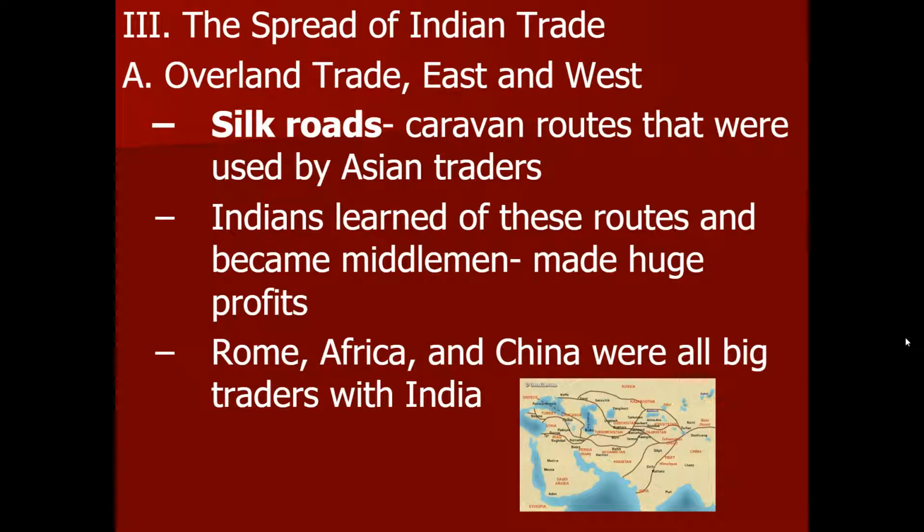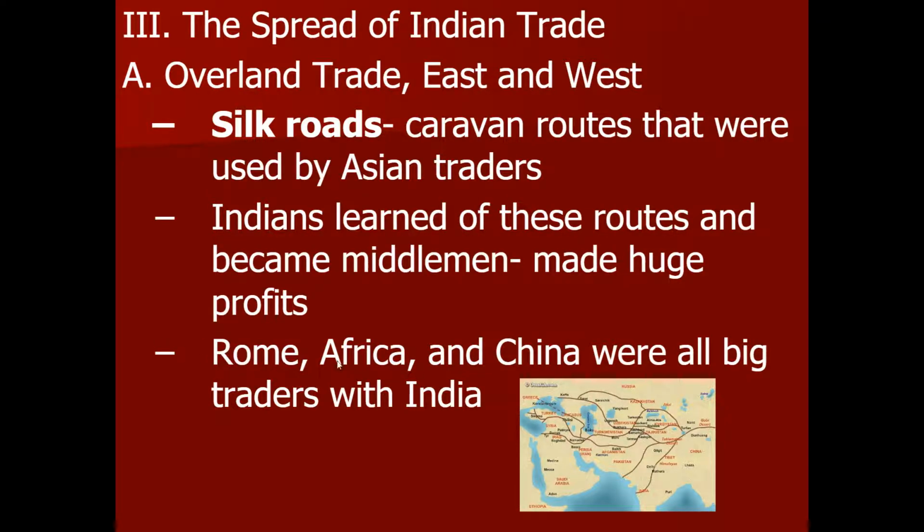And then this big piece here, which is trade, specifically overland trade between the East and the West, Silk roads or caravan routes that are used by Asian traders, but also by European traders and African traders, right? The Silk roads, while they are generally seen to be in Asia and connecting the Mediterranean to China to India, there are, of course, Europeans who are traveling these roads as well. There are African traders who are traveling these roads as well. And so Indians have learned of these trade routes and they become the middleman and start making massive profits, right? They're connecting Rome to Africa, or Rome, Africa, and China to each other, right?